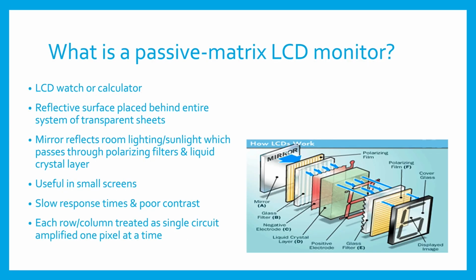There are two different types of LCD monitors that are used. One is a passive matrix and the other is an active matrix. In radiology, we use the active matrix, but if you use a watch or a calculator, that's using a passive matrix. And what that really means is it's useful in small screens, and it has a reflective filter that reflects the light. So the mirror reflects the room lighting or sun lighting for the entire screen. It has a slow response time and poor contrast, which is why we do not use it in radiology.